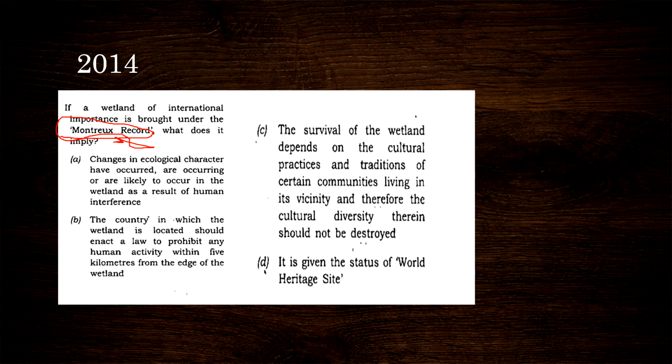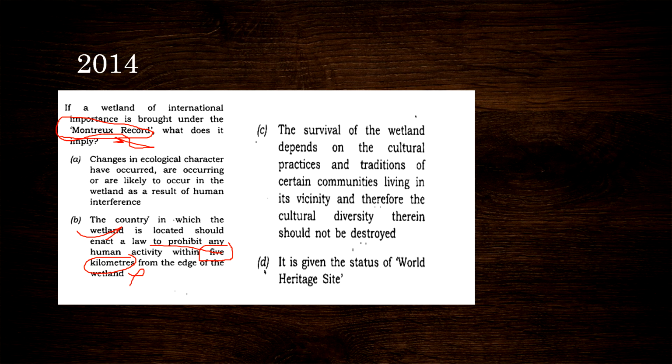So, changes in the ecological character have occurred and are occurring or are likely to occur in the wetlands as a result of human interference. Okay, fair enough. The country in which the wetland is located should enact a law to prohibit any human activities within 5 kilometers from the edge of the wetland. My concern is this: if this is the option, then India is not going to sign any such accord where international conventions will guide us on what to do. And second is this numerical: why only 5 kilometers, not 10 or 20 kilometers? So this should have told us that this could be eliminated.